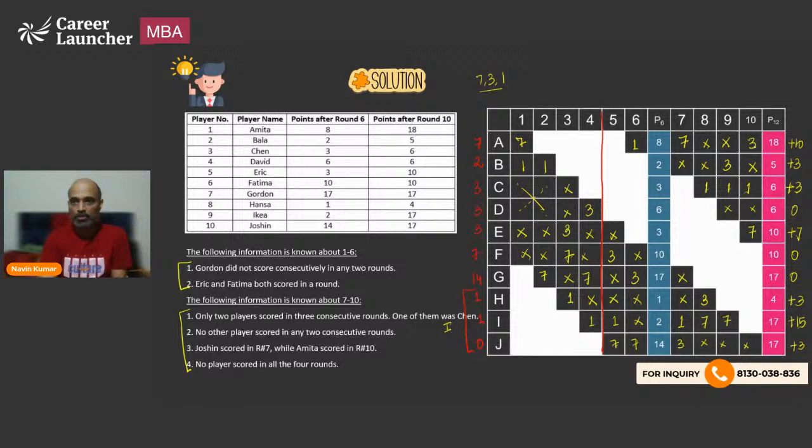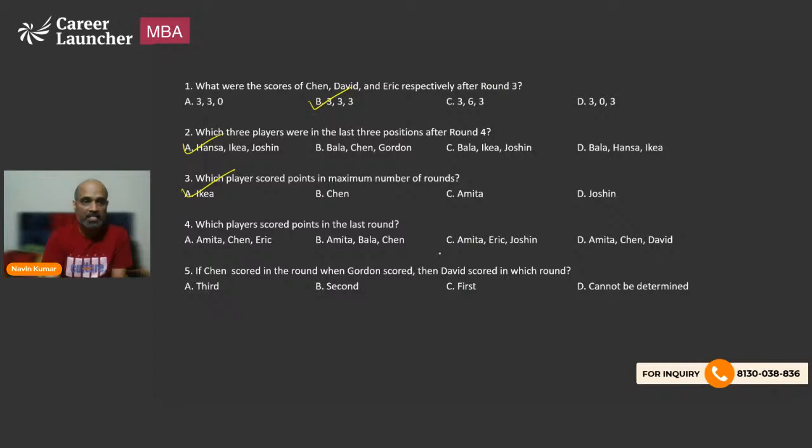Next, which player scored points in the last round? So can we say last round we have A, C, and E who scored points. So we have got A, C, and E. Again, option A.